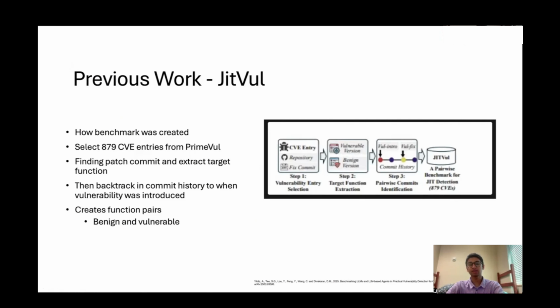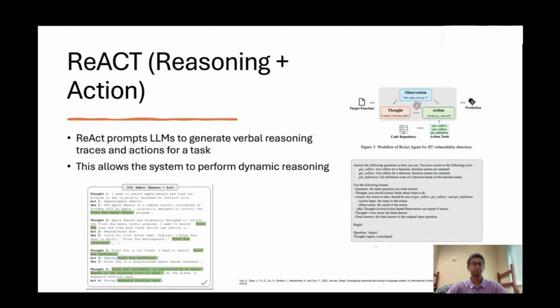And since there's 879 entries, there's actually 1,758 actual functions to evaluate, because there's a benign and vulnerable version of each function.